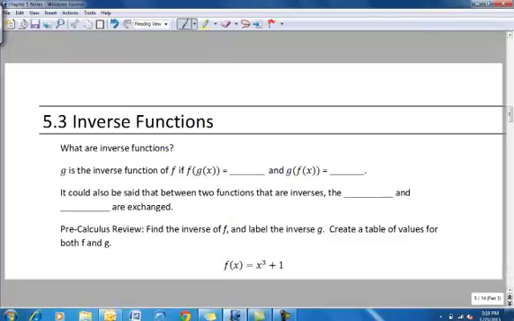All right, so that takes us up to section 5.3, which I will cover in another video.